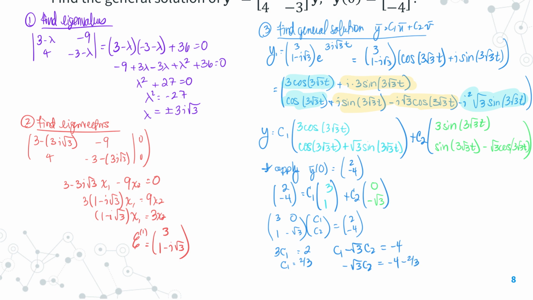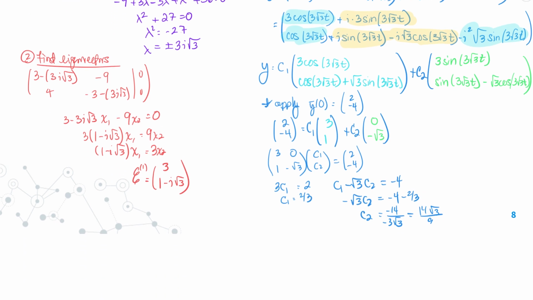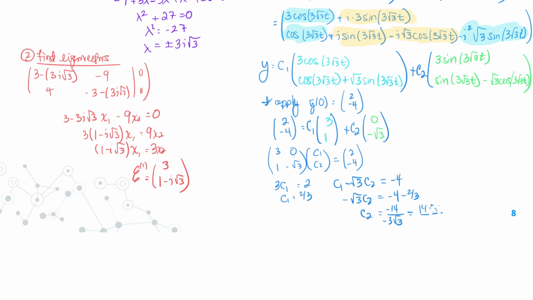If we subtract over the c1, we get c2 is going to be negative 14 over 3 times the negative root 3, so it would be negative 14 over negative 3 root 3, which is 14 root 3 over 9. Just by rationalizing the denominator, let me make it a little neater for you. So it would be positive 14 root 3 over 3 times 3, which is 9.